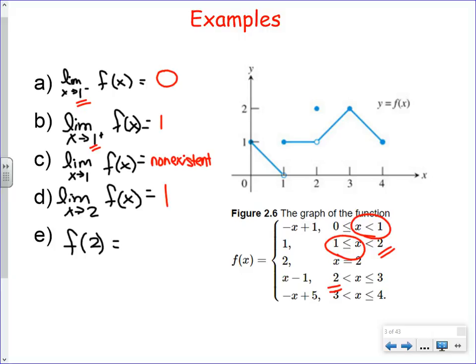But what is f of 2? 2. So is the function continuous at 2? No, because the limit does not equal the function value. So that's continuity coming soon.